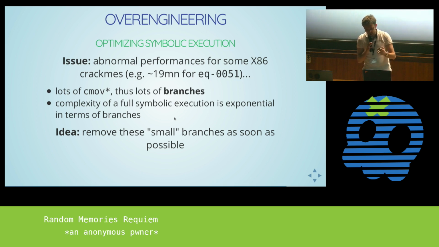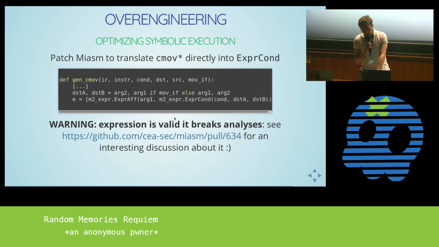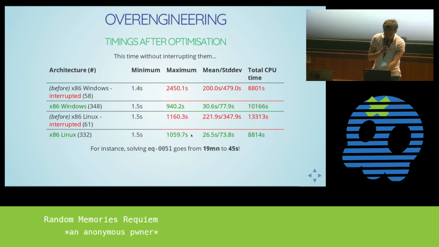So one idea is to remove these small branches as soon as possible, and one way to do it, which is not a good way but it works, is to modify the way Miasm translates the cmove instruction. It's actually not really a good idea. You can read this pull request to know why. I can explain this now. Anyway, if we still do that, we get really good numbers, they are really better, like it's only on average 30 seconds to solve a crackme.